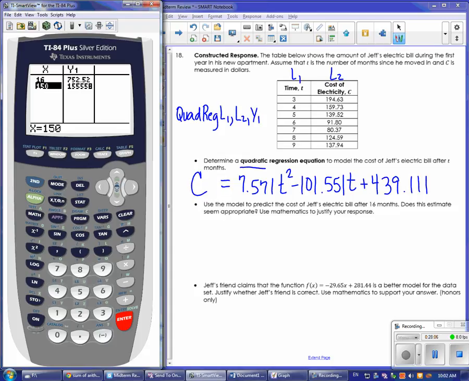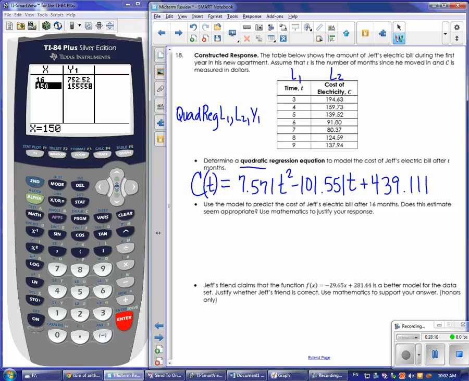And if I'm using function notation, I can actually call this function c of t. And what I just computed is c of 16. And that would be the proper mathematical way to write it. And what my calculator predicts when I plug in 16 months is that the electric bill, and let's make sure we're continuing to use the context of the problem, that the electric bill is going to be $752.52.